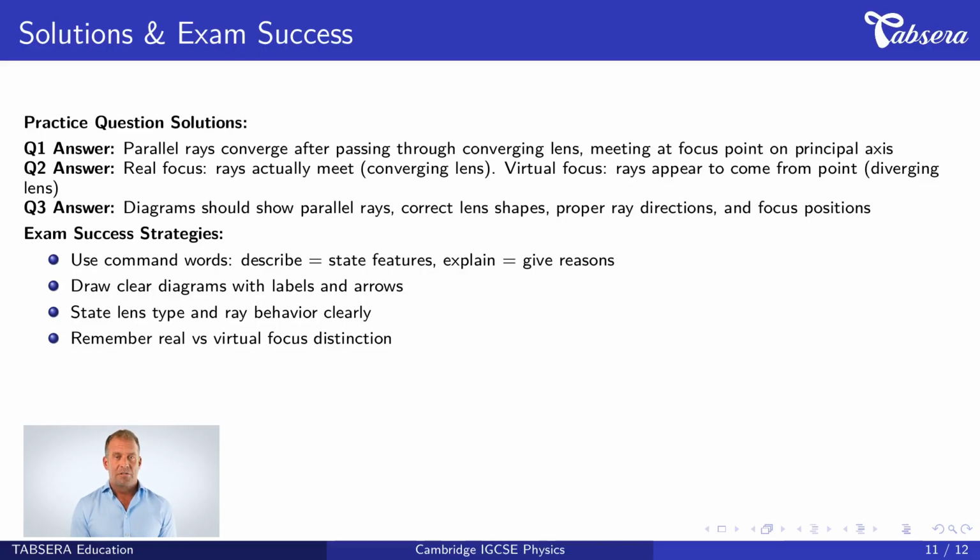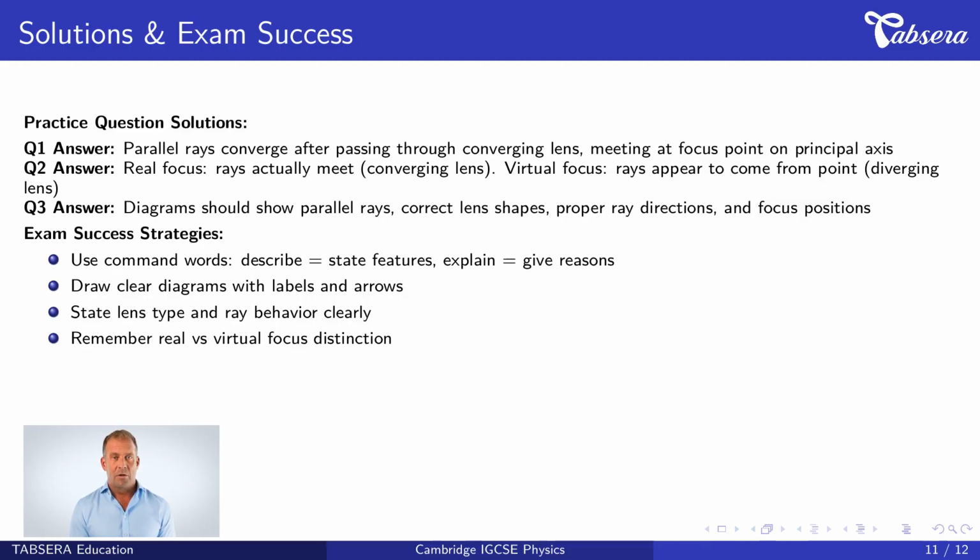Let's review the solutions to build confidence. For question 1, the answer is, parallel rays converge after passing through a converging lens, meeting at the focus point on the principal axis. This demonstrates the fundamental action of converging lenses.